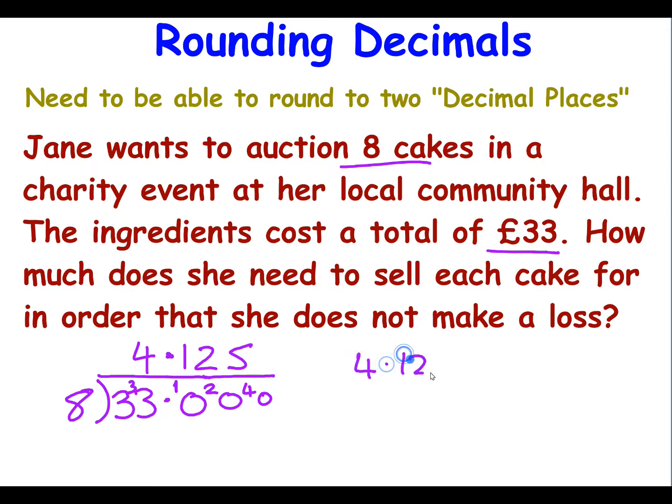So 4.125 needs to be rounded. So the 2 is followed by a 5, so we round it up to a 3. How much does she need to sell the cakes for? Well, it would be £4.13, and then she just breaks even on making the cakes.